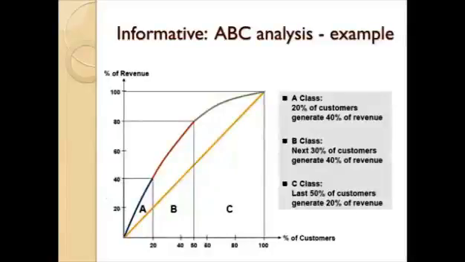The next slide shows, for instance, if we use revenue, we can have three classes. For A class, we have customers who are the top 20%, and then B class is the next 30%, and the C class is the lower 50% of customers. So it's just a way to identify customers based on the revenue figures.